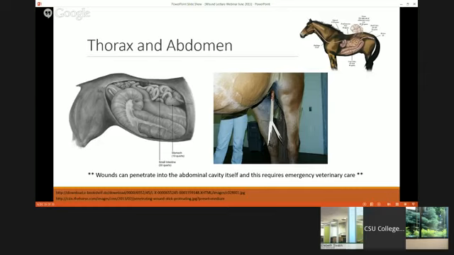They can develop infections of the abdominal cavity. They can develop hemoabdomen, which is when they bleed into their abdomen itself, both from trauma that goes directly into the abdomen and also from blunt trauma to the outside of the horse.